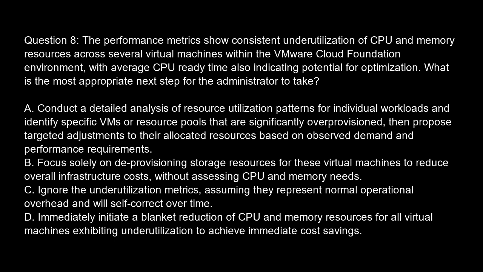Option B. Focus solely on deprovisioning storage resources for these virtual machines to reduce overall infrastructure costs without assessing CPU and memory needs. Option C. Ignore the underutilization metrics, assuming they represent normal operational overhead and will self-correct over time. Option D. Immediately initiate a blanket reduction of CPU and memory resources for all virtual machines exhibiting underutilization to achieve immediate cost savings.